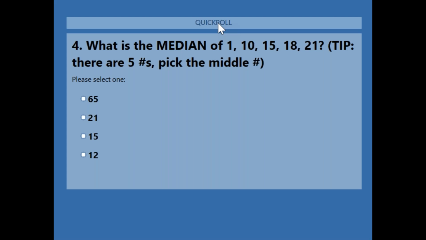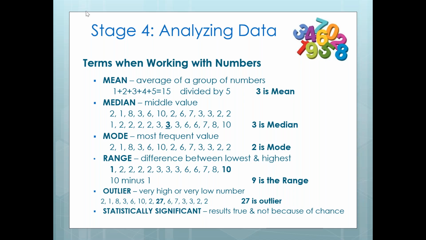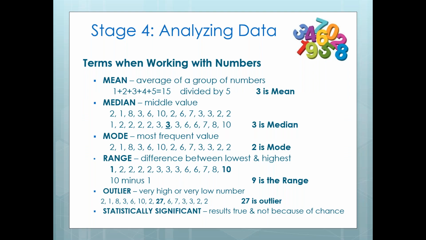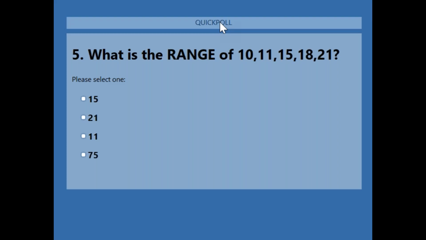Okay, I'm going to close this one out. And again, you guys are brilliant. That 15 was the middle number, so that was good. And I have one final one, I think. Oh, yeah. Okay, so this one is, what is the range of these numbers? So remember, for this one, you subtract the lowest number from the highest number.